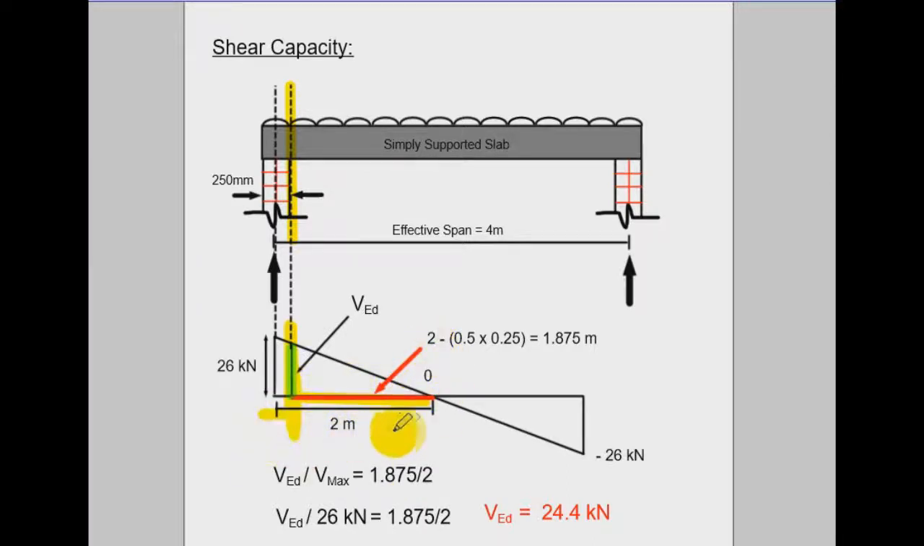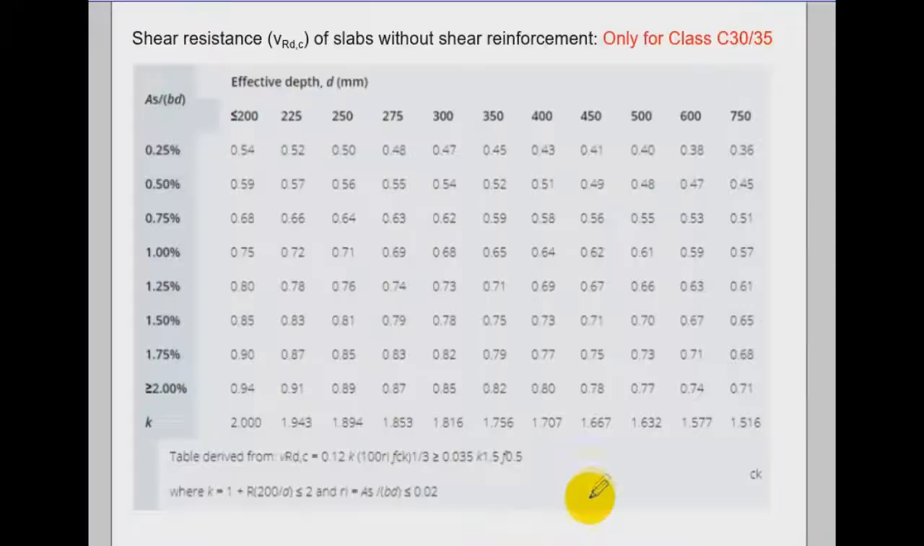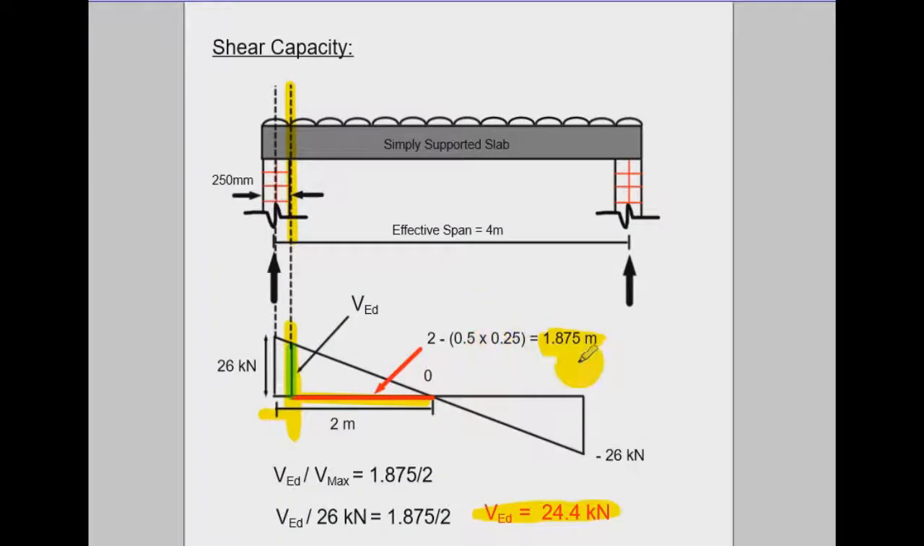So it is 2 meters minus half of the thickness. So it is minus 0.5 times 0.25. It will give you this figure. So this one is this distance in red. So the small distance over the large distance, and then you can simply find the VED. Let's just check if it's within the capacity or not.